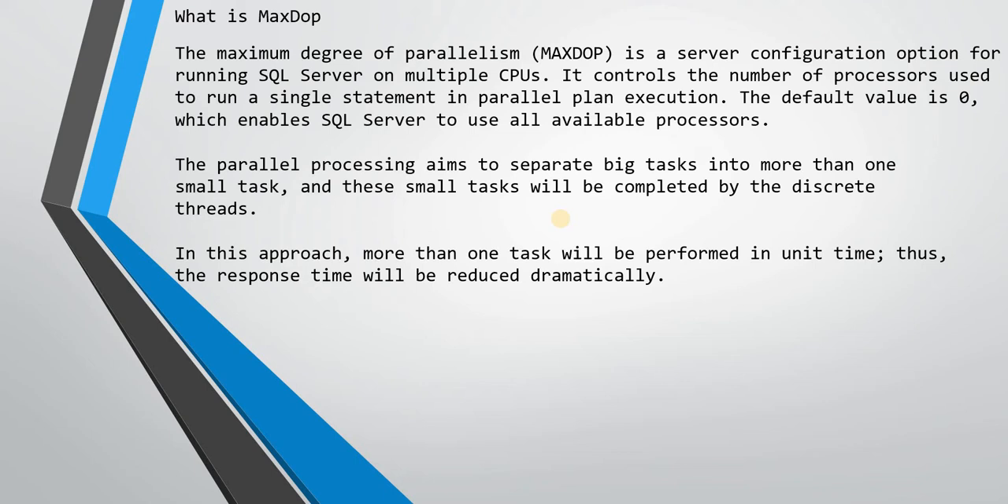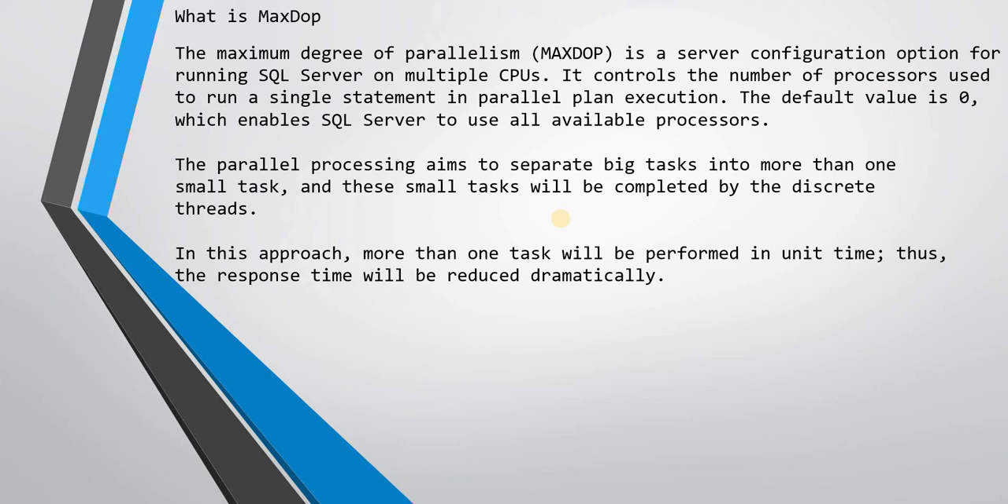Right? In short terms, parallel processing aims to separate big tasks into more than one small task, and these small tasks will be completed by discrete threads, that is multiple threads. Okay. In this approach, more than one task will be performed in unit time, thus the response time will be reduced dramatically. Right.